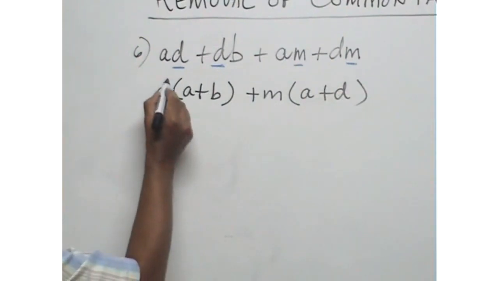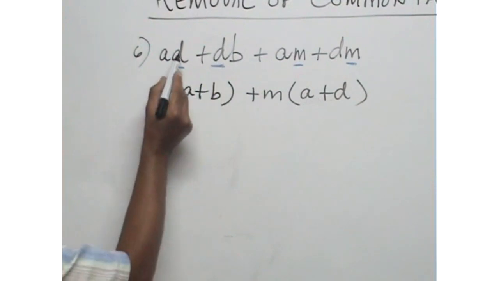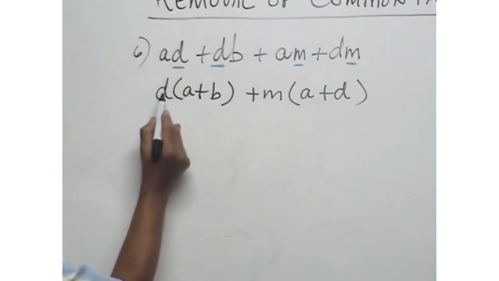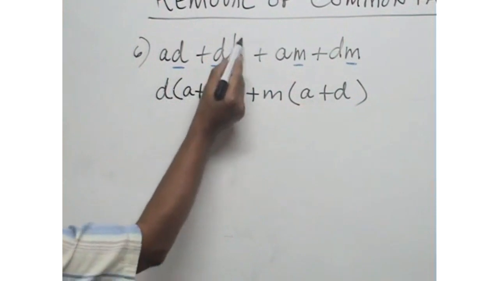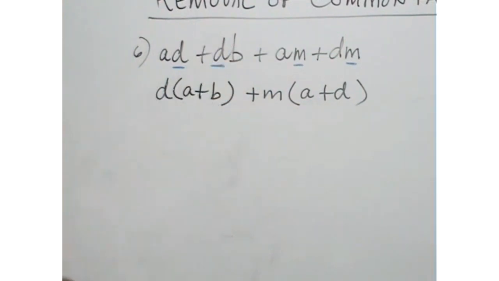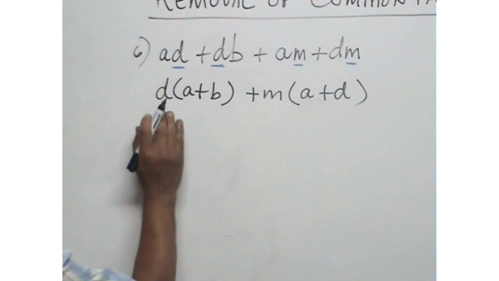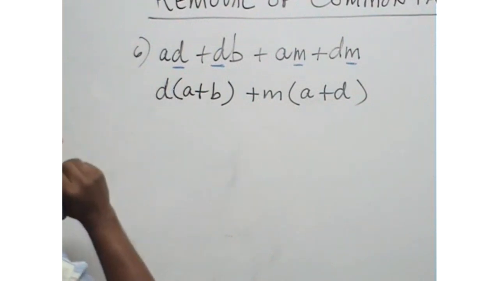Now remember how I'm getting this A and this B. I've identified D as a common factor. I divided AD by D, I got A. I divided DB by D, I got B. So it's not that I'm just writing things down, but I'm actually doing division, and I'm doing it in the head.